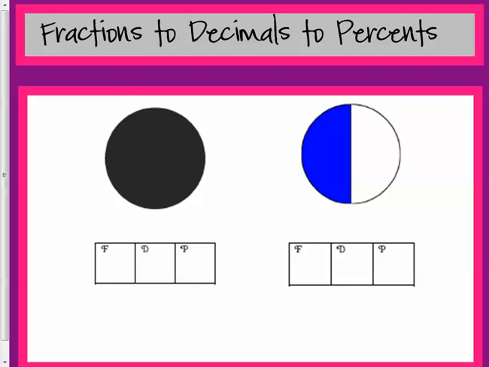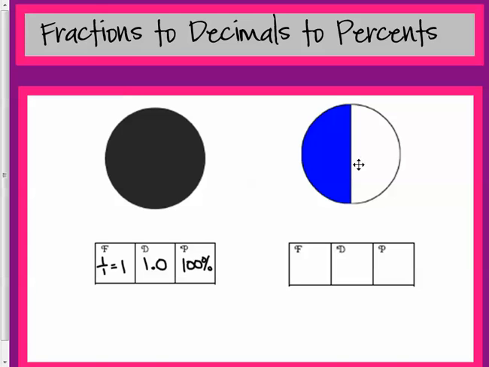If the whole circle is filled in, then my fraction would be 1/1, or just 1. My decimal would be 1.0, and my percent, since the whole thing is filled in, is 100%.